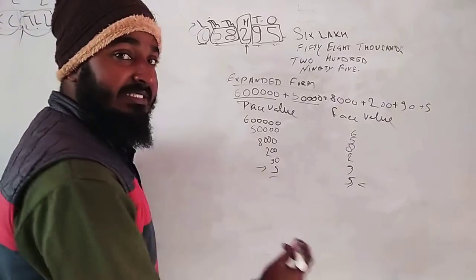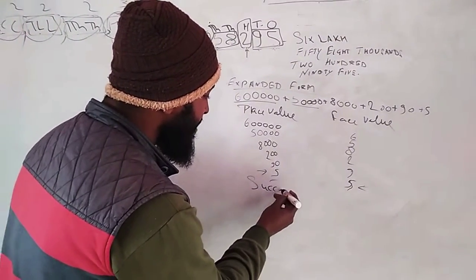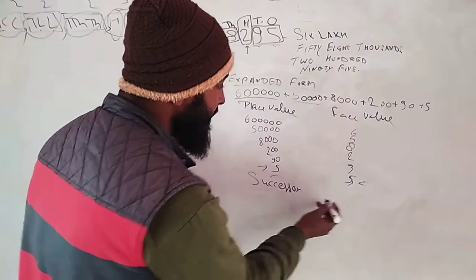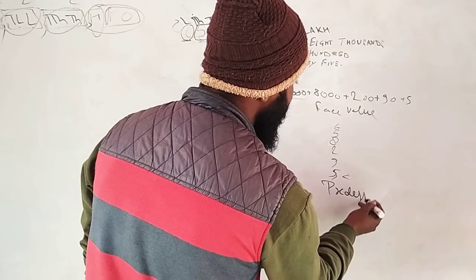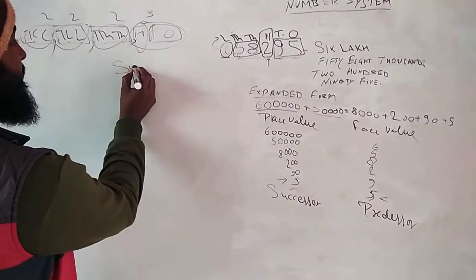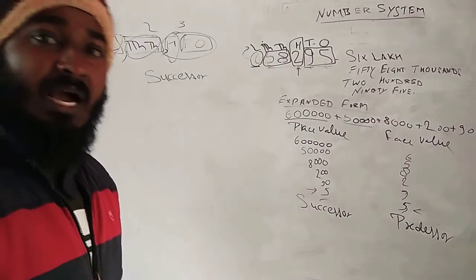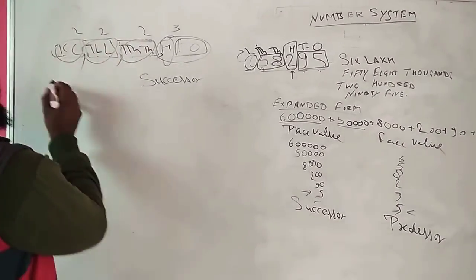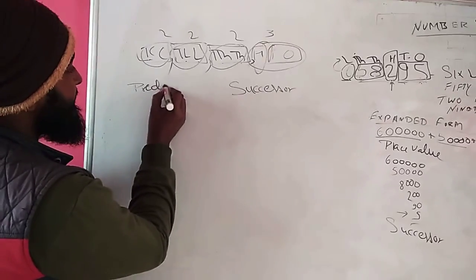Now comes successor and predecessor. What is successor and what is predecessor? Successor is the number after the number, and the predecessor is the number before the number.